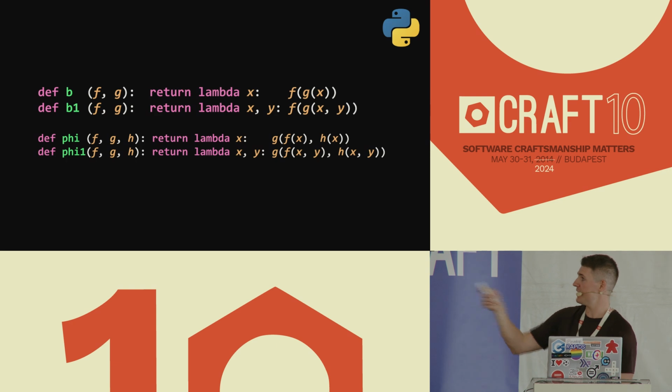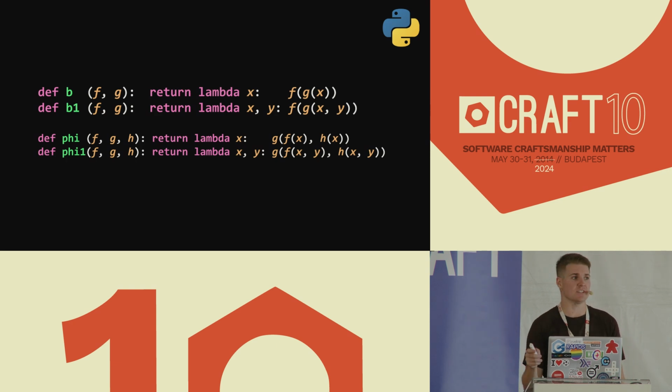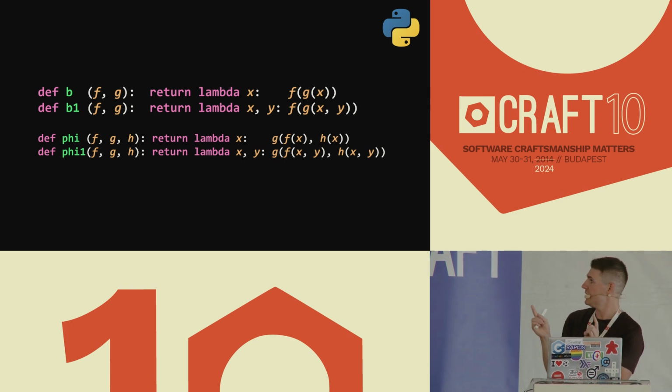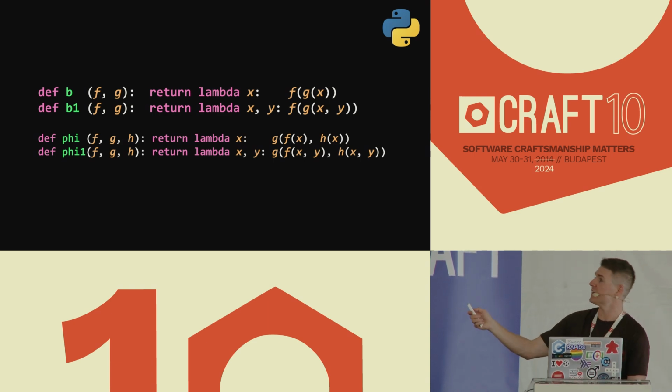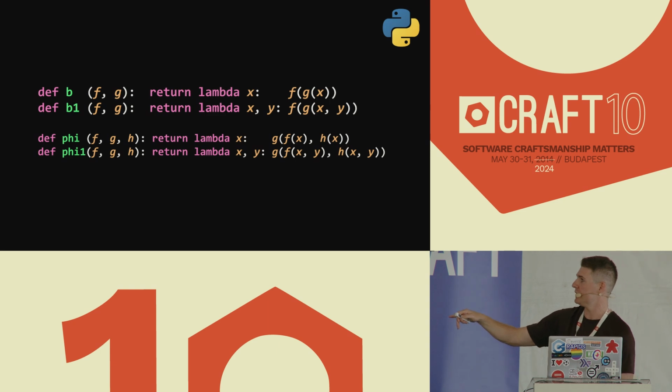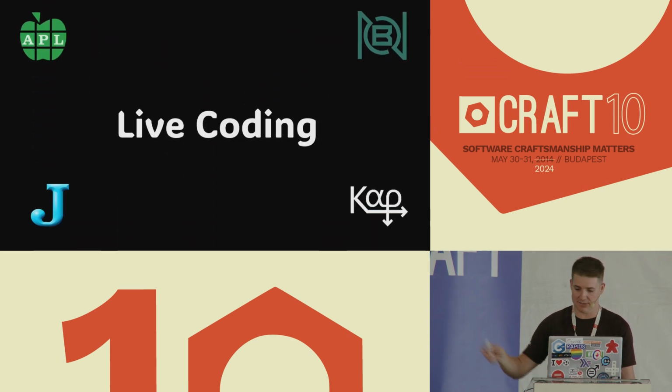Super, super useful. And then phi and phi1, these ones are a little bit more confusing, but they're very important to the array languages. G is a binary function for phi, and then it's going to come with two unary functions. And then it's going to apply each unary function to the same argument, and then take the results of those two operations and pass them to a binary function. And phi1 is basically the same thing, except instead of applying them to the same argument, you're applying it to both arguments twice. We're not going to see phi1, so you can kind of ignore that, but we'll get into phi a little bit more. So I think this brings us to the live coding portion.